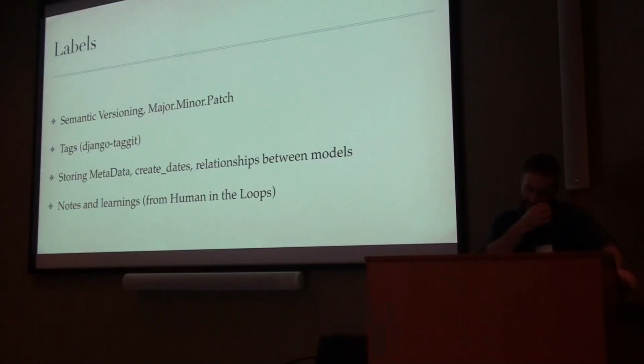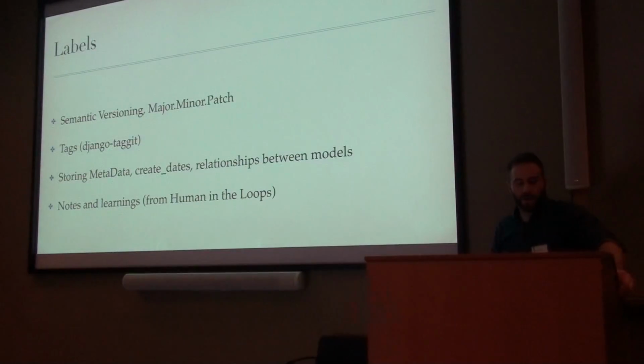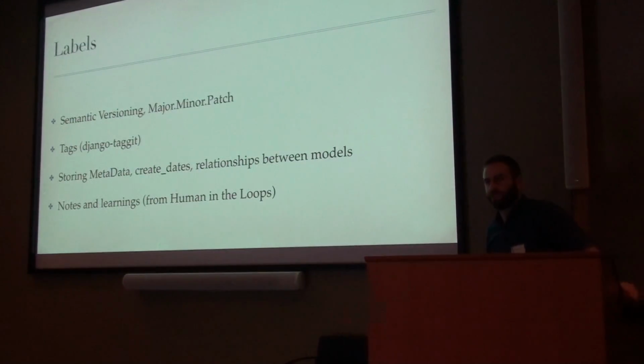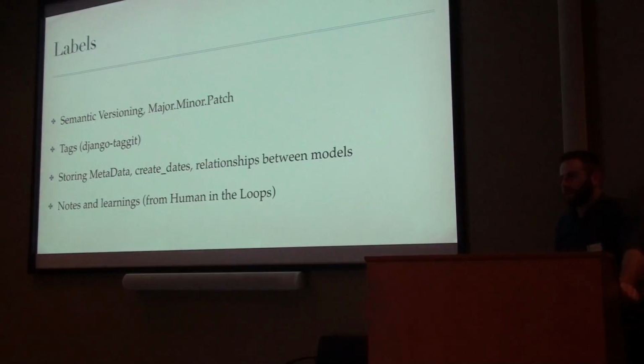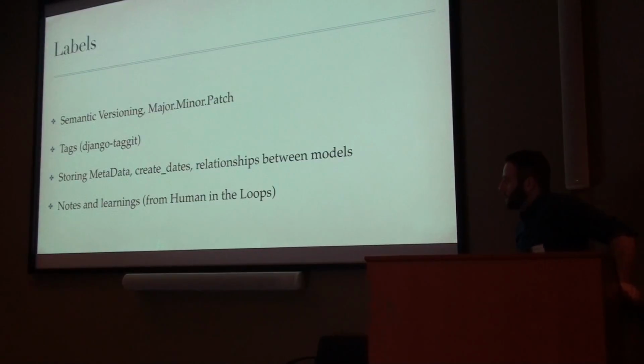Tags. The main tag package library that I know of is called Django Tagit, but the rest you might actually just have to implement yourself, something like that with JSON. But then you want to store metadata and create dates and relationships between different models, and where are you going to store that? Maybe through tags.